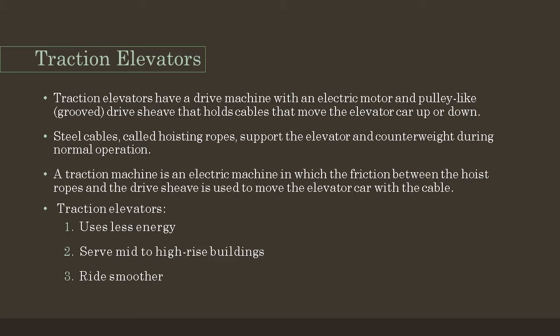The counterweight is a set of steel or iron plates fastened to one end of the hoisting rope that counterbalances the car. It is weighted to be equal to the car's dead weight plus 40 to 50% of car load capacity. The weight of the car and counterweight presses rope into grooves on a drive sheave. The friction between the hoisting ropes and the drive sheave is used to move the elevator car with a cable.